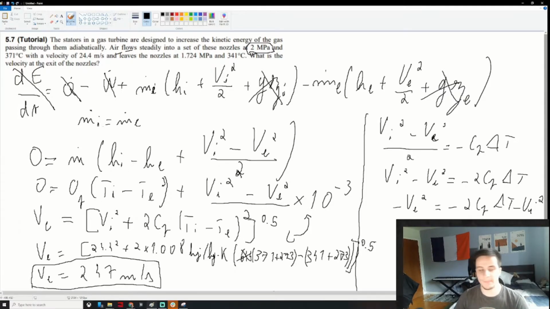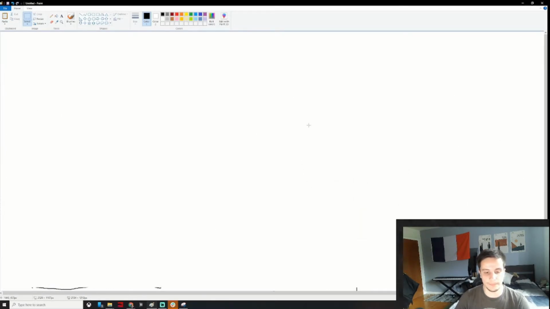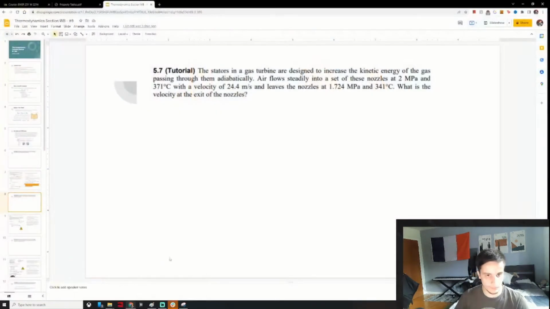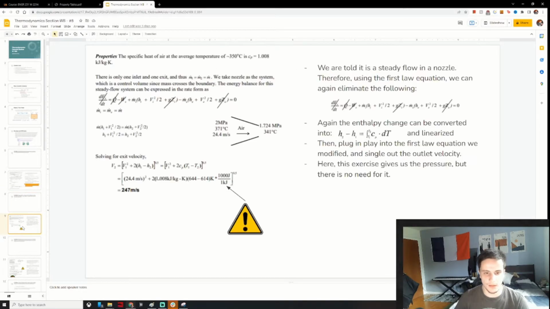Okay. All right. So moving on to the next exercise. This is the correction that you should get from your problem pack, and it's the exact same thing. Just notice again the 2 megapascals, which we completely do not use. This is interesting.